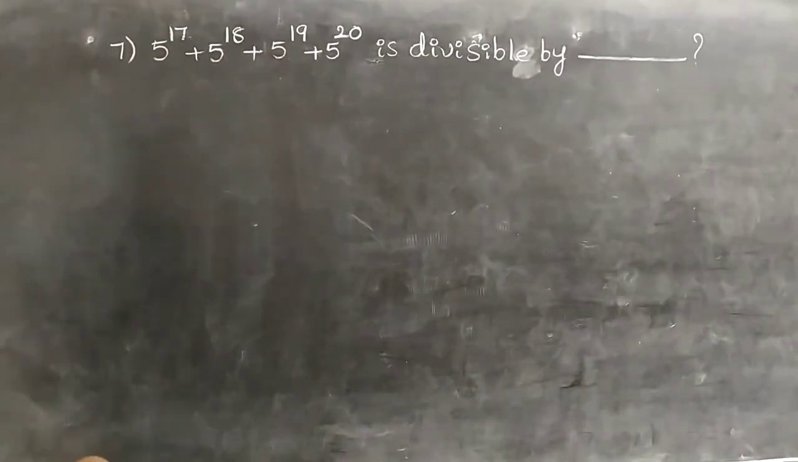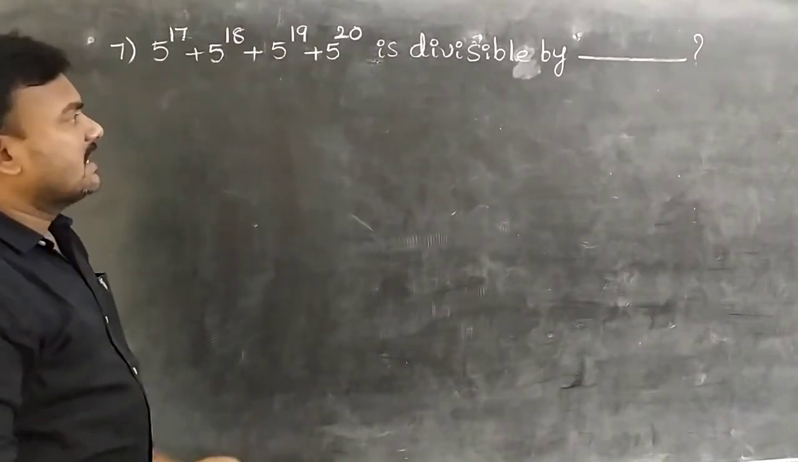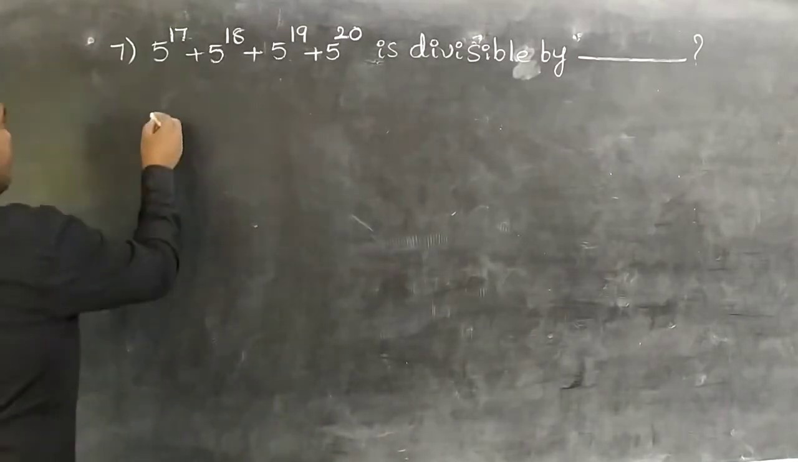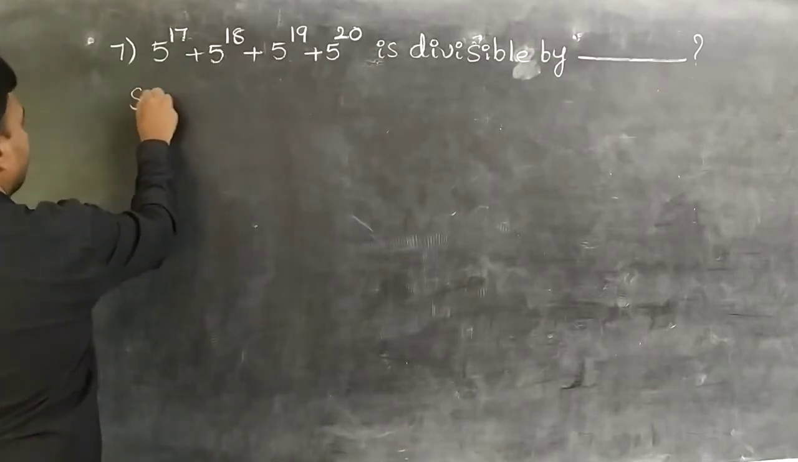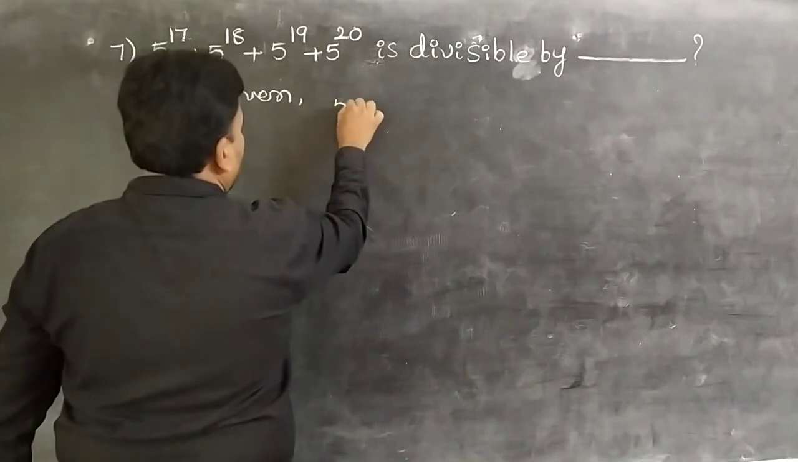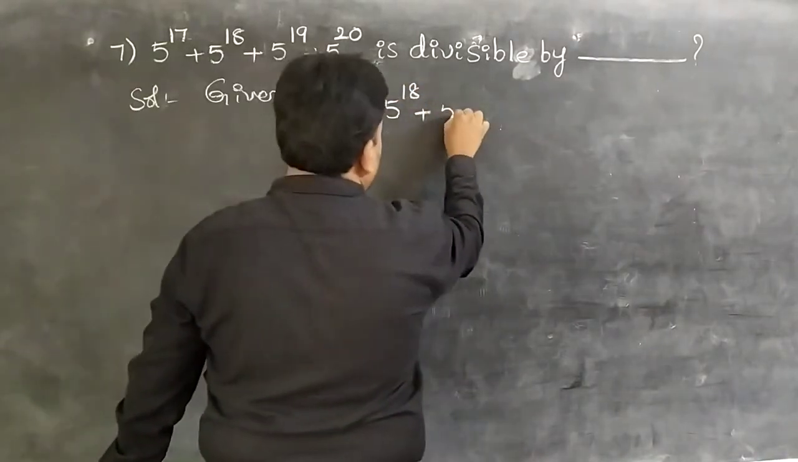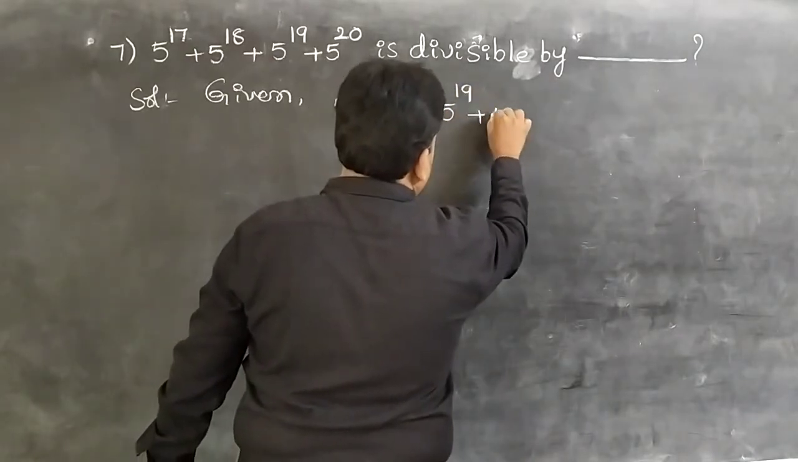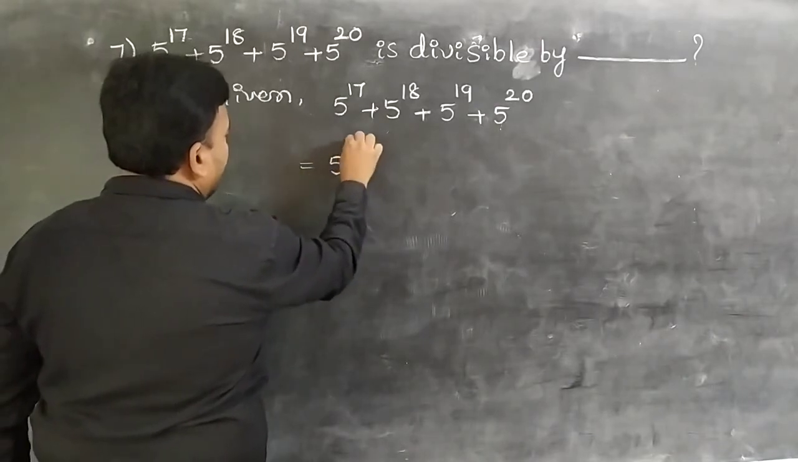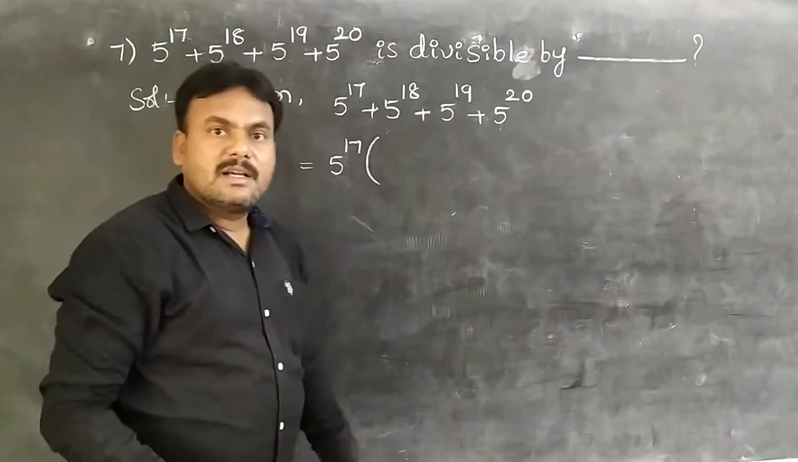Right. 5^17 + 5^18 + 5^19 + 5^20 is divisible by what, students? Observe carefully here. Solution: 5^17 + 5^18 + 5^19 + 5^20. In these four terms given, which is the common factor? 5^17 is the common factor.